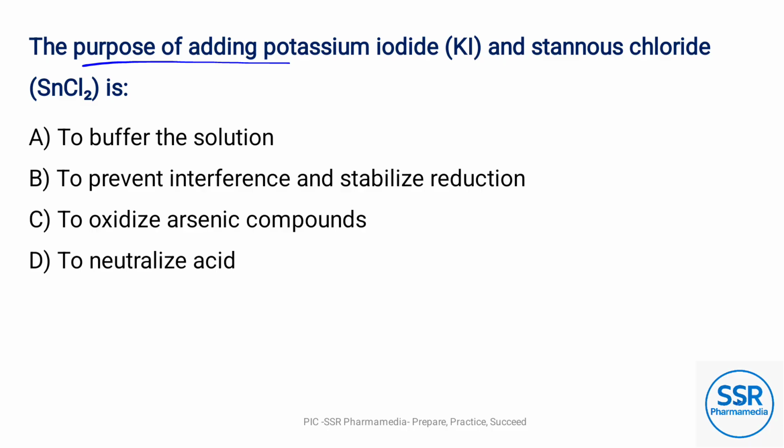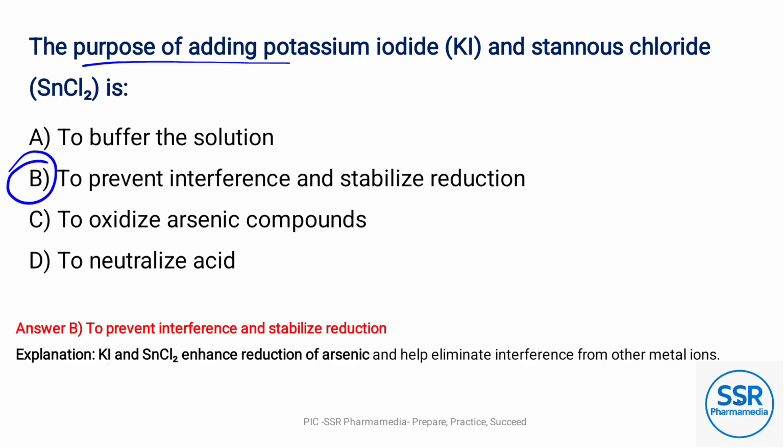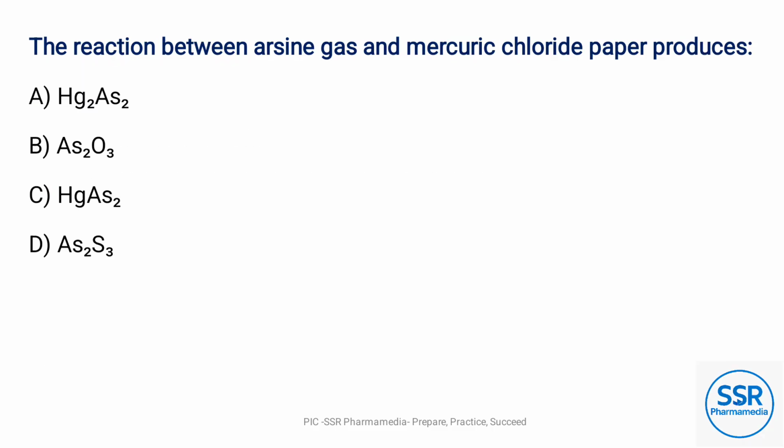The purpose of adding potassium iodide and stannous chloride is, option B, to prevent interference and stabilize reduction. Potassium iodide and stannous chloride enhance the reduction of arsenic and help eliminate interference from other metal ions.